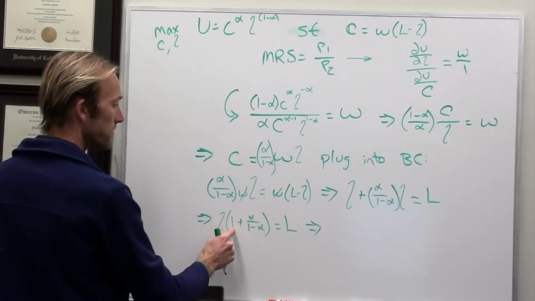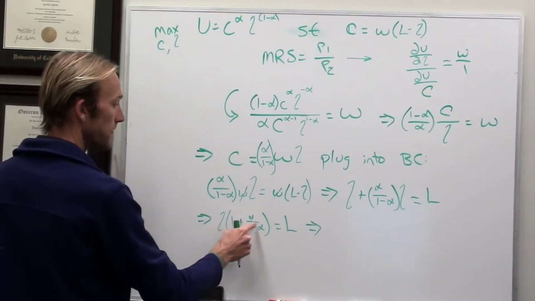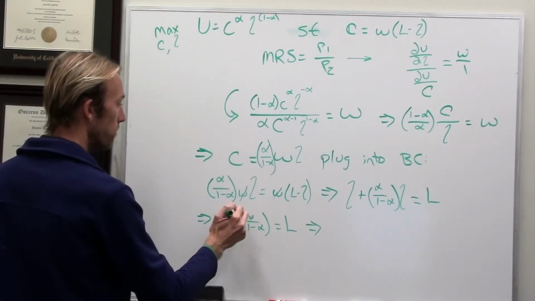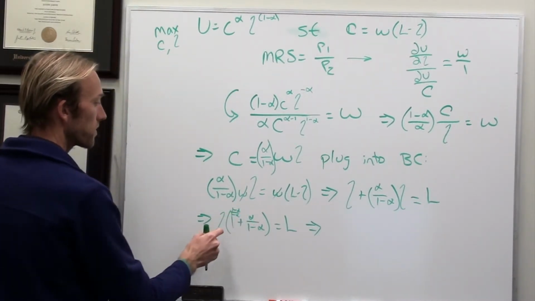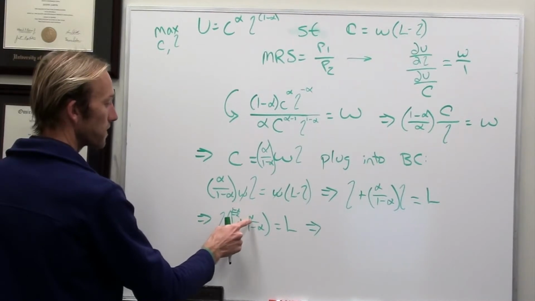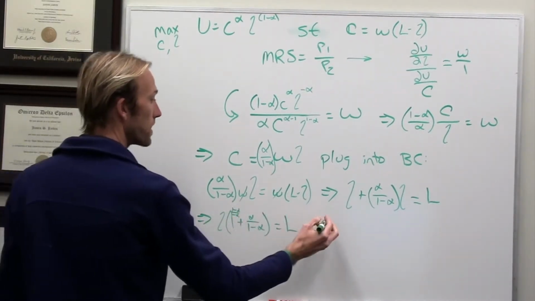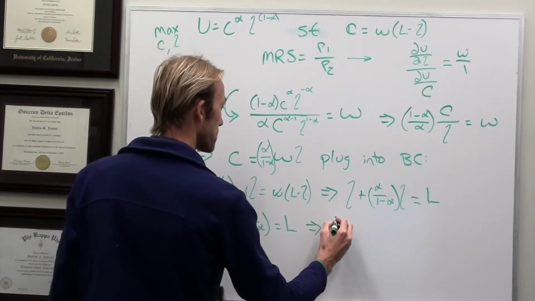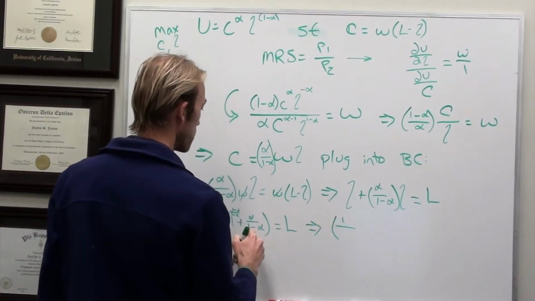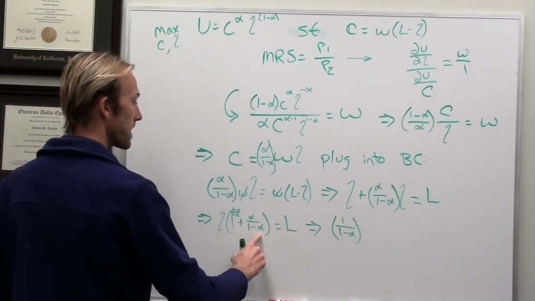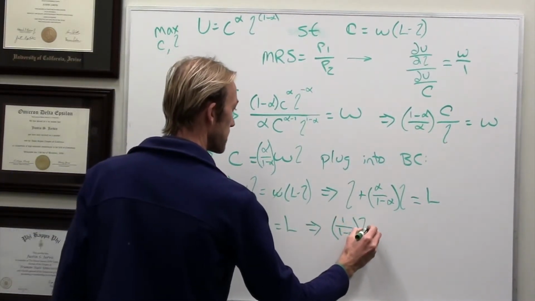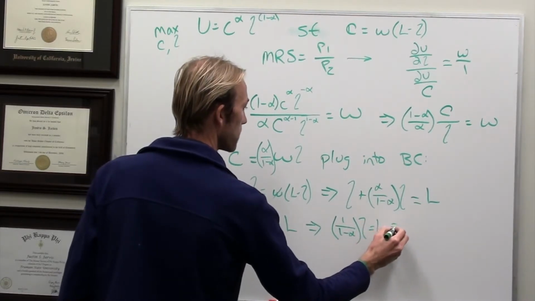I'm actually going to call this 1 minus alpha over 1 minus alpha, because I need to add something with a fraction. So here we've got 1 minus alpha plus alpha all over 1 minus alpha. 1 minus alpha plus alpha is just 1. So that term is just 1 over 1 minus alpha, the common denominator. Alright, I've made that a little pretty. It's being multiplied by leisure, and it's equal to cap L.